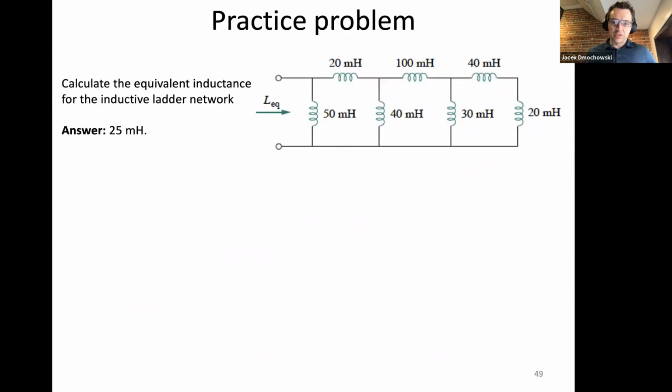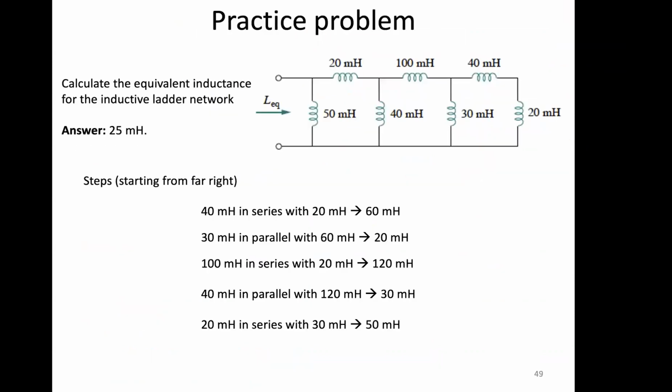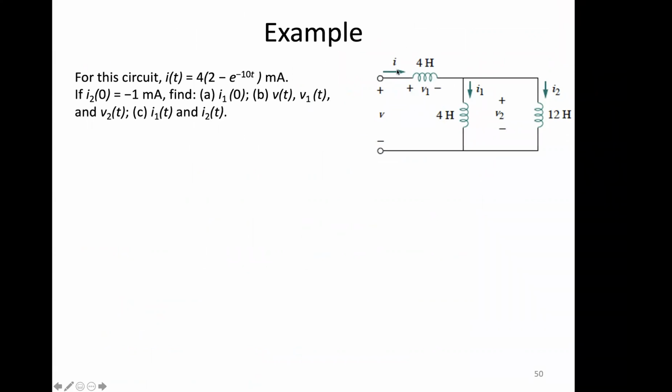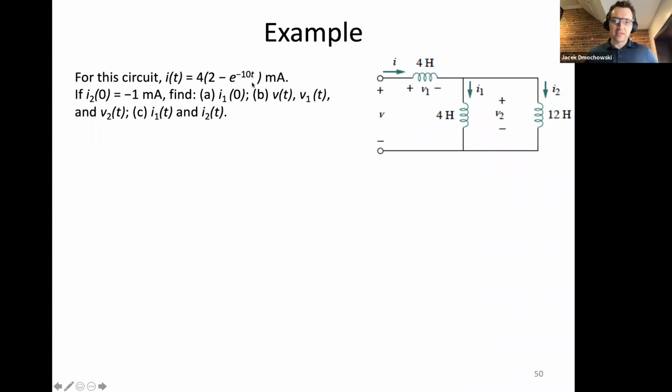Alrighty, we did this. This was easy. And now we are actually presented with a circuit, and we're told the following. We're told that the initial current I that flows into the circuit has this form. It's equal to 4 times 2 minus e to the minus 10t. Right? So first of all, what does this waveform look like? What is the value of the current I at time 0 and at time equals to infinity?